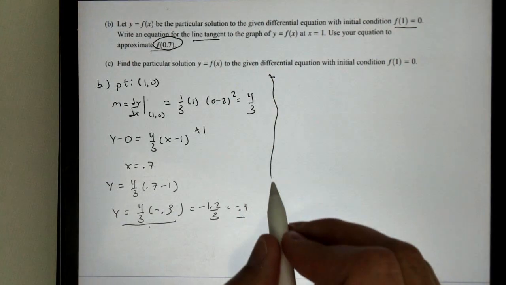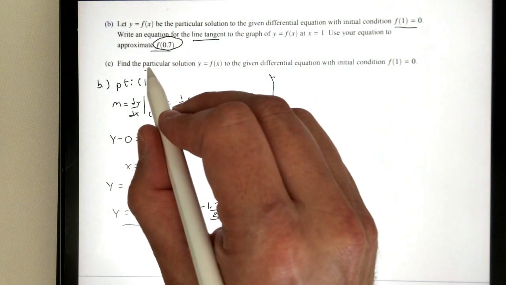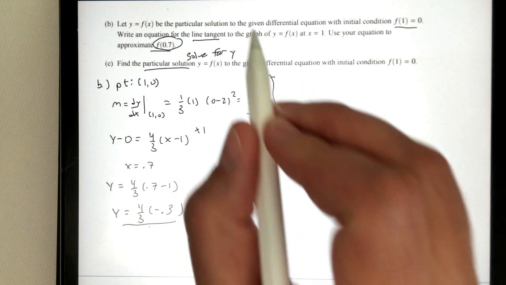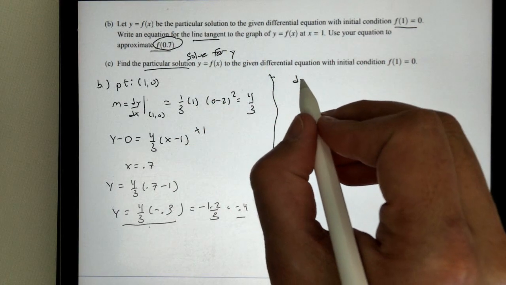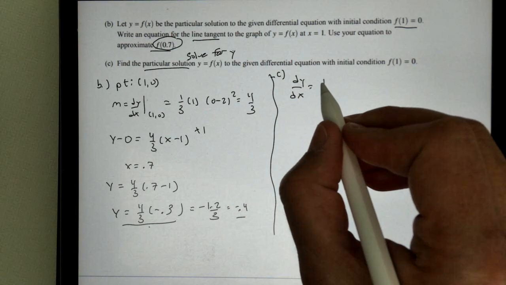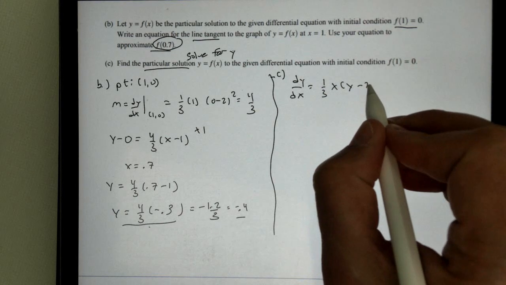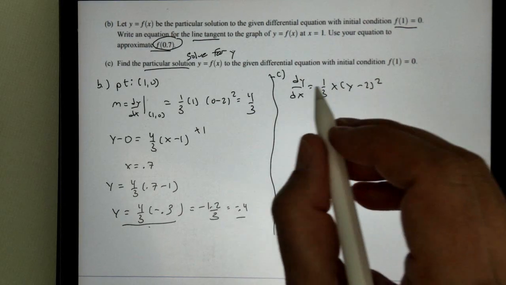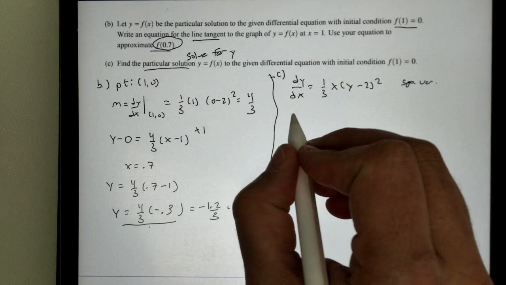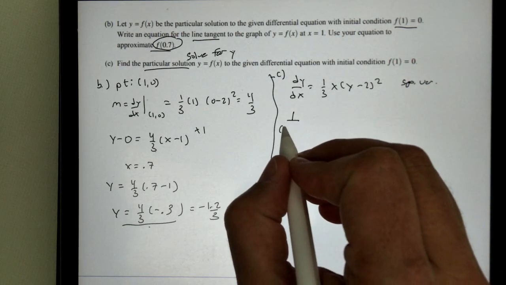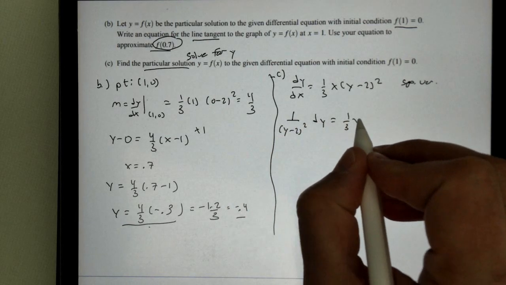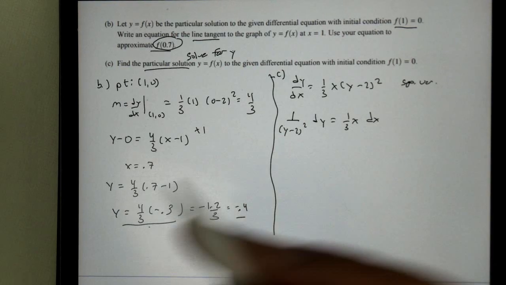All right. Now the last part, this is the tricky part. Now they want us to solve it. Find the particular solution. So now they want us to solve for y here. So I'm going to write out my derivative, dy/dx. This is part C here. And that's going to equal this 1/3 x times (y minus 2) squared. Separate your variables. We have to separate the variables right here. And that's going to give me 1 over (y minus 2) squared dy equals 1/3 x dx. You get 1 point for that.